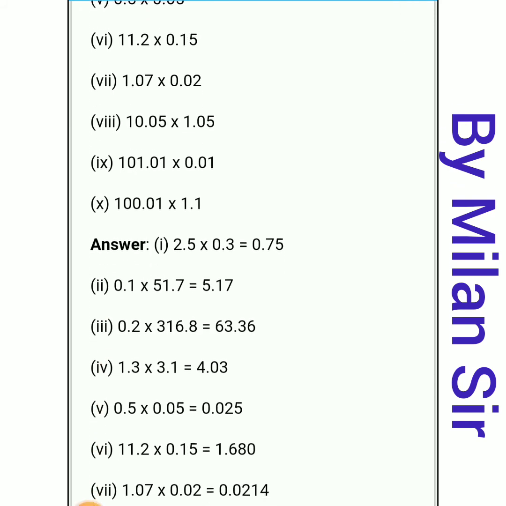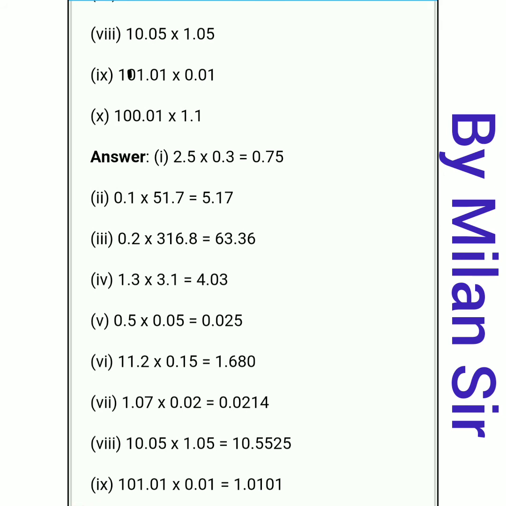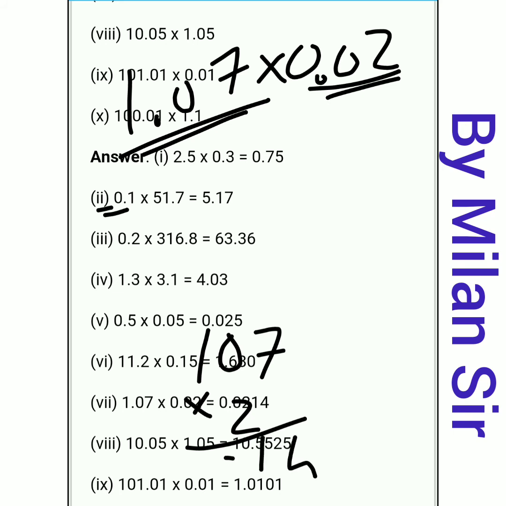Okay, then question number 7. 1.07 multiply 0.02. Ignore the decimal point, so this 1.07 becomes 107, right? And here we have only 2. If we ignore the decimal point, then we have only 2. So 7 2s are 14, 2 1s are 2. That means 107 multiplied by 2 is 214.